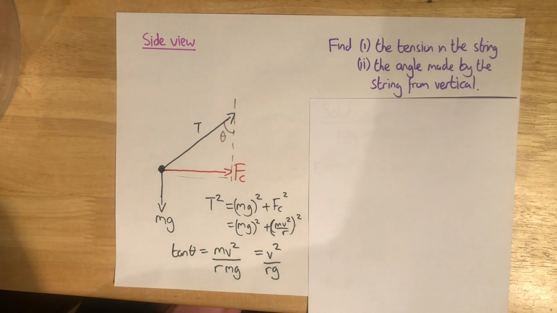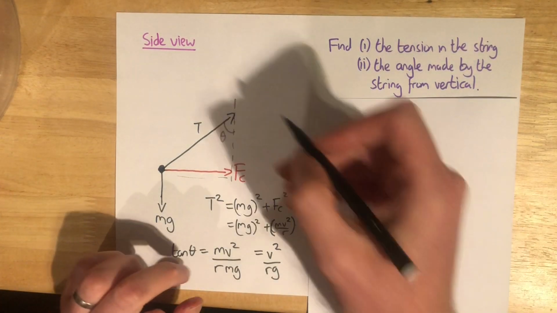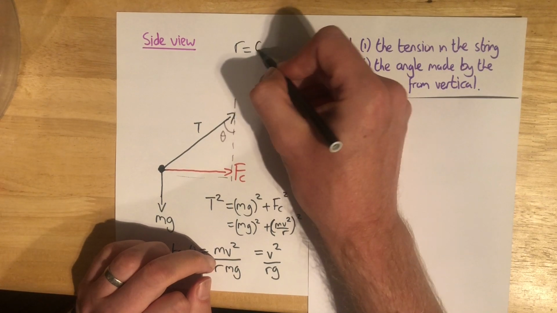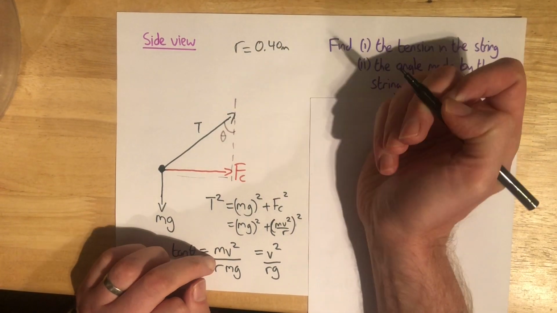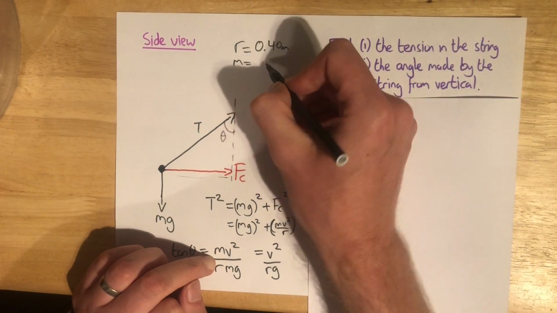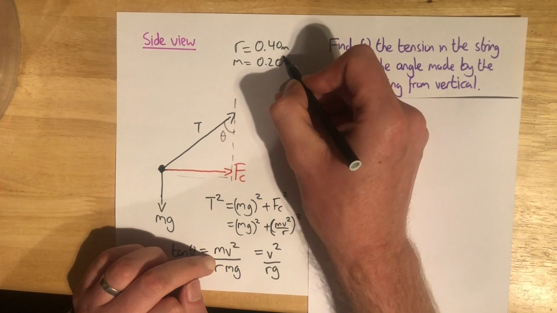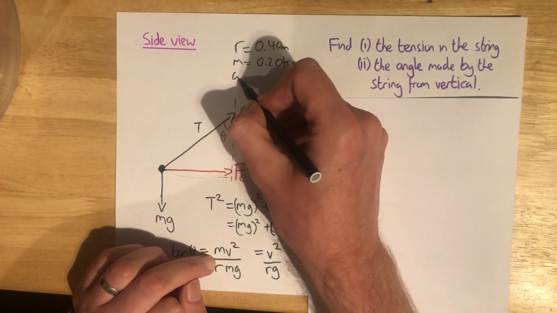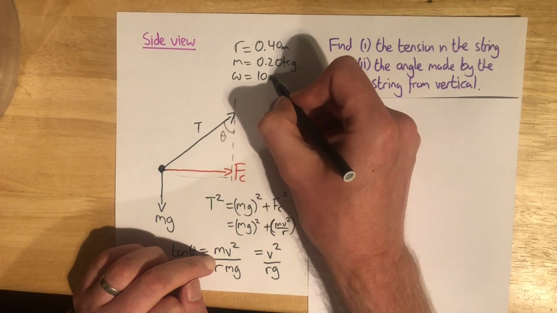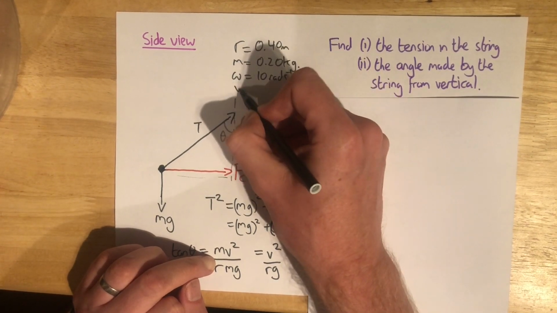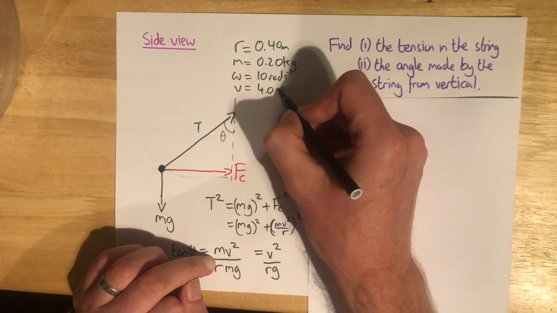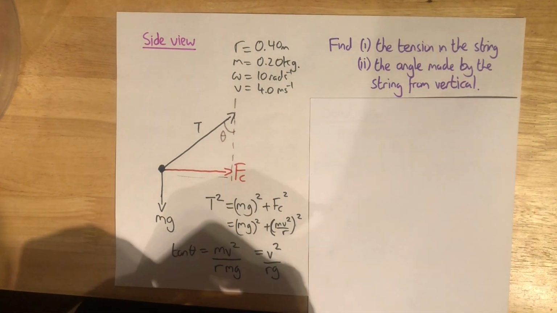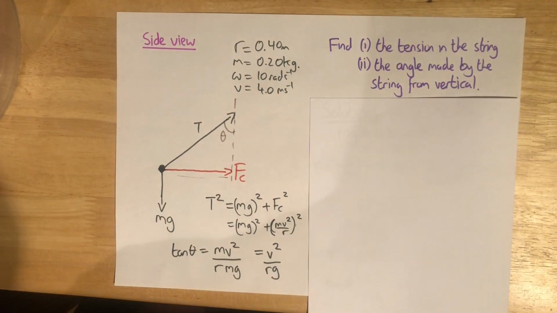Now, simply what I want you to have a go at then is using exactly the same numbers that we did for that first question. If you can't remember and you can't see it on the screen, we had a radius of 0.4 meters and a mass of 0.2 kilograms and an angular velocity of 10 radians per second, which gave us a linear velocity of 4 meters per second. So that's the data from the first one. Have a go at the question on the right there.